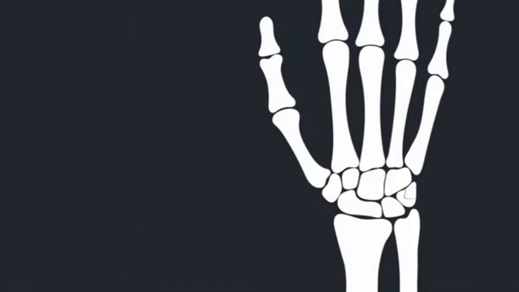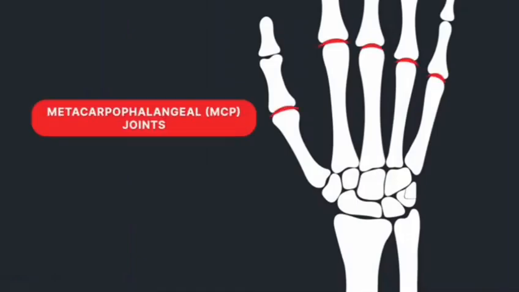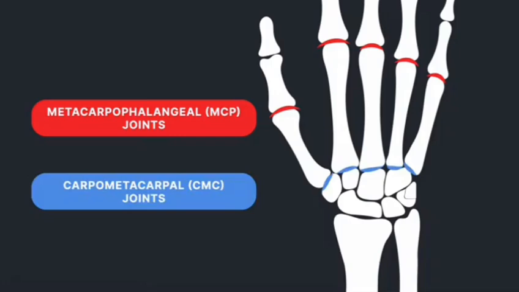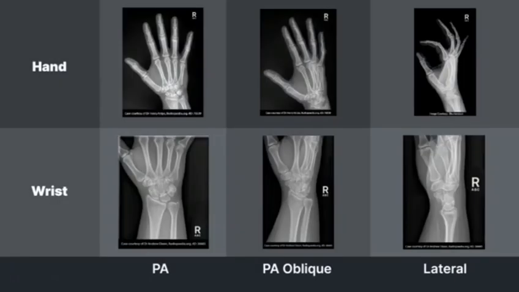The metacarpals articulate with the phalanges at the metacarpophalangeal (MCP) joints and the carpal bones at the carpometacarpal (CMC) joints. The carpal bones also articulate with the radius at the radiocarpal joint. Routine radiographic projections of the hand and wrist include the PA, PA oblique, and lateral.